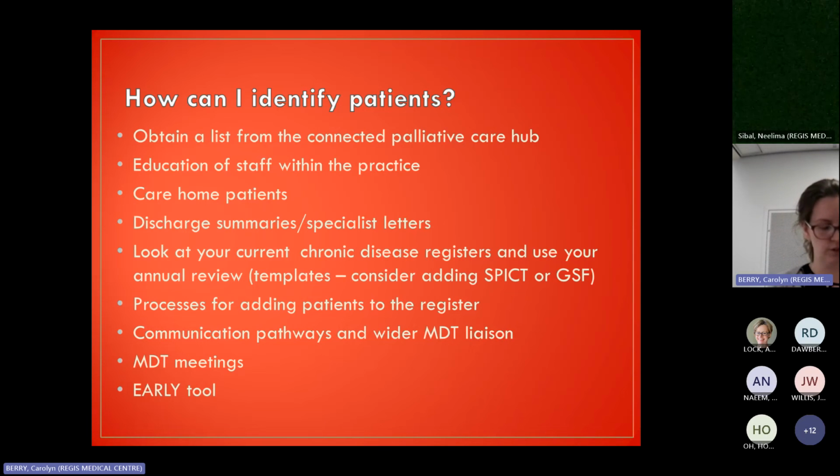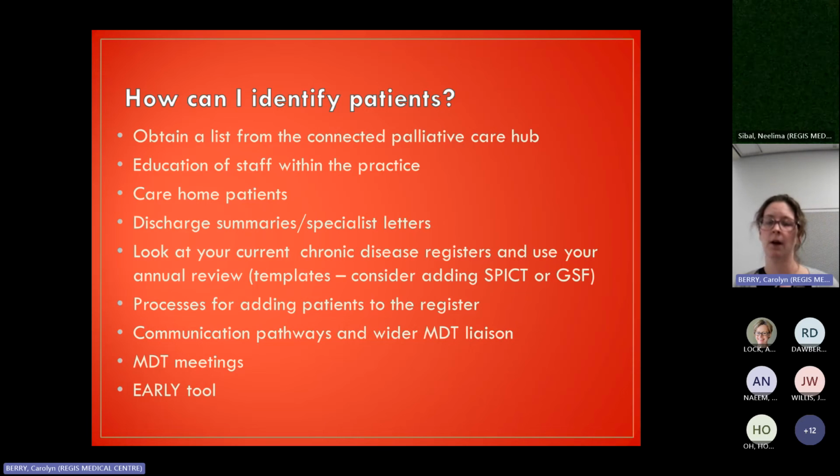MDT meetings, multidisciplinary team meetings, are a big part of the GSF and the daffodil standards, and it's important to make sure that we have time to talk about those patients. So if you don't already, trying to establish multidisciplinary team meetings is helpful in not only helping with identification, because you can discuss patients where you're not sure, but also obviously when it comes to more proactive care and caring for those patients. I'm thinking about the wider MDT, so not just within the practice, but that's important, bringing in your whole practice team, but also the wider MDT.